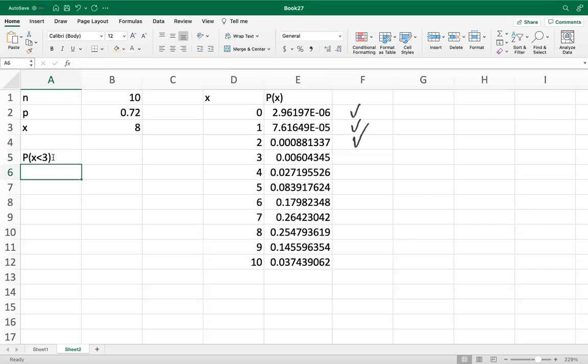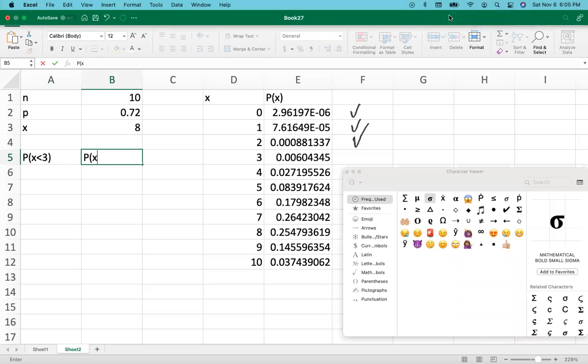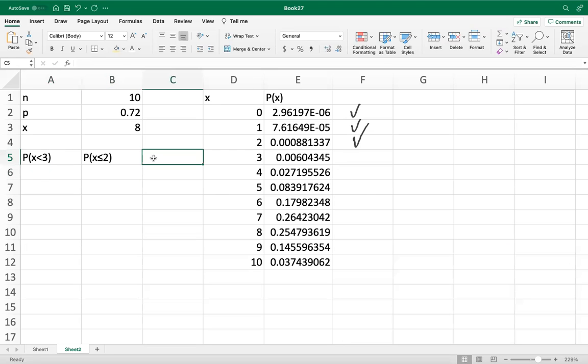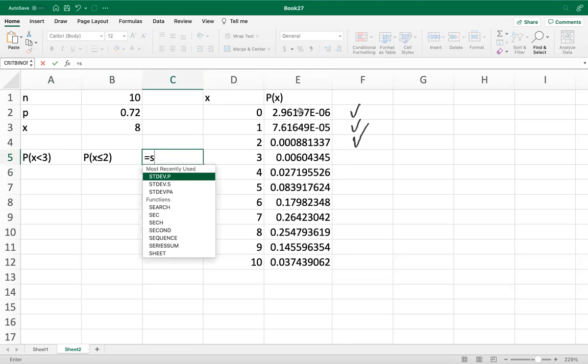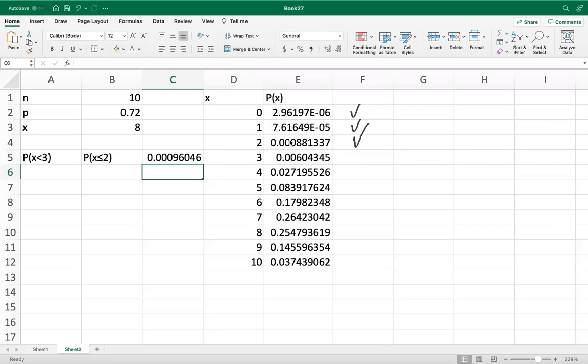So this is going to be equal to the probability of X being less than or equal to 2, because we want that equality. So one thing we could do is add all of these values up, so equal to the sum of 1, 2, and 3, those 3 values there. Or another thing we could do is finally use that cumulative thing that we were talking about.